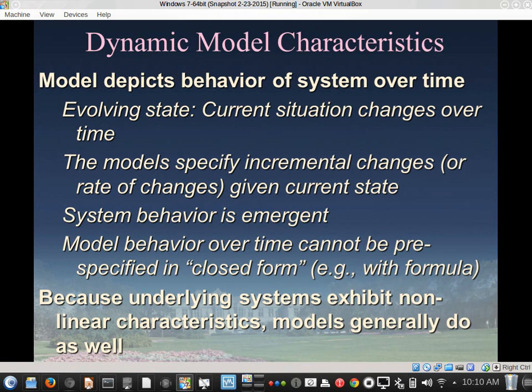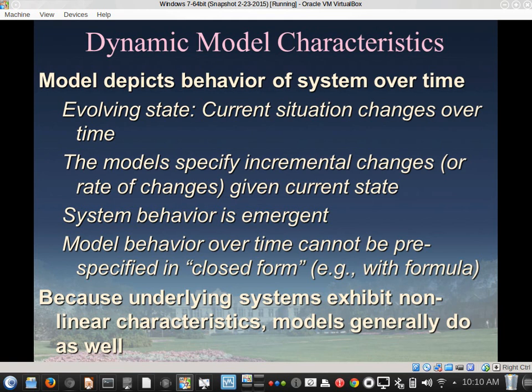The models specify incremental changes given the current state, given the state someone's in. Maybe they're in a pregnant state, it will relate some rules for, okay, at what point will the delivery occur? Or perhaps an individual's in a state of interaction with another, it will dictate the rules for when the interaction will take place at very specific times, how I'll respond to your interactions with me.